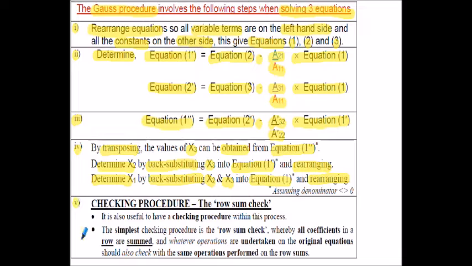There is a step 5 we can undertake within this Gaussian elimination process, and that's a checking procedure, sometimes called the row sum check. This allows us to verify our calculations as we go through the Gaussian elimination, ensuring we hopefully don't make a mistake in the calculations. The following slide shows examples of how to apply the procedure shown in this table.